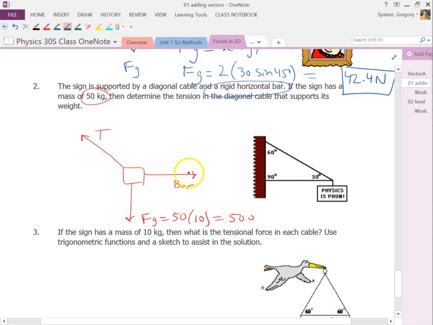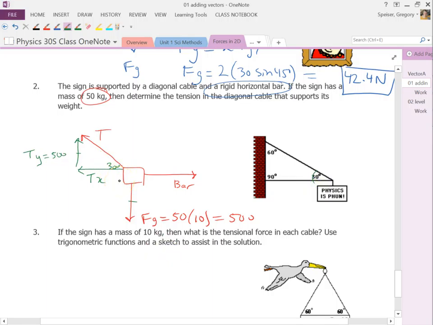Well, the bar doesn't have any vertical part to it at all. The tension has a horizontal component, Tx, and a vertical component, Ty. So clearly this 500 has to be equal to that 500 over there. So I'm going to say this is 500 here. And then looking at our diagram, I'm going to say that this is 30 degrees.